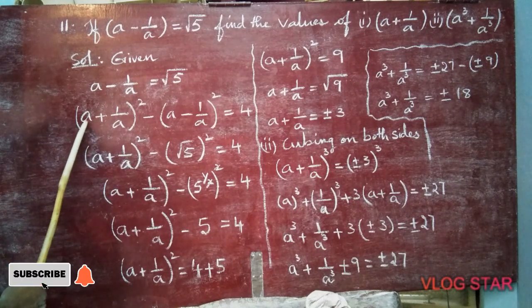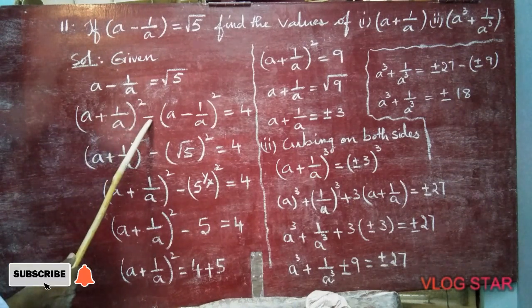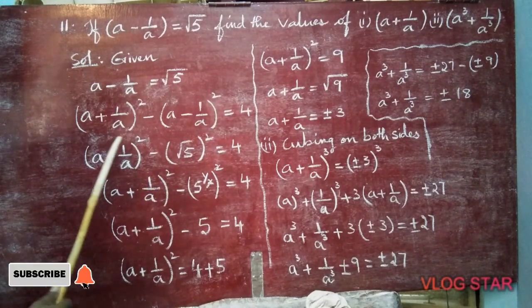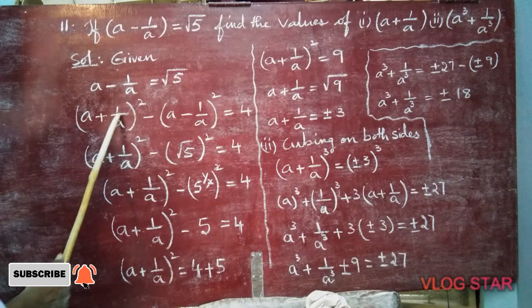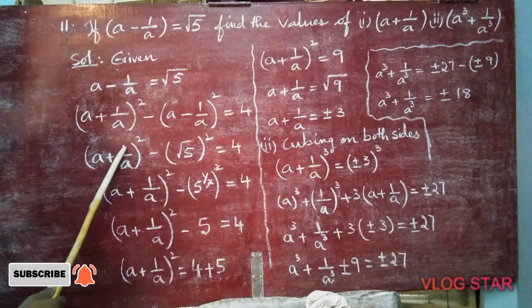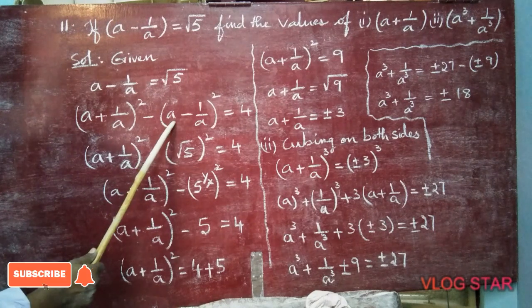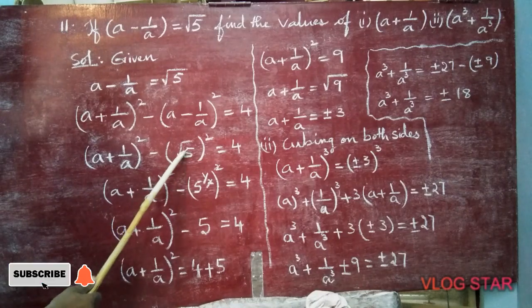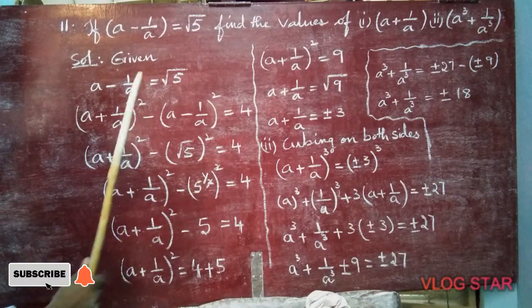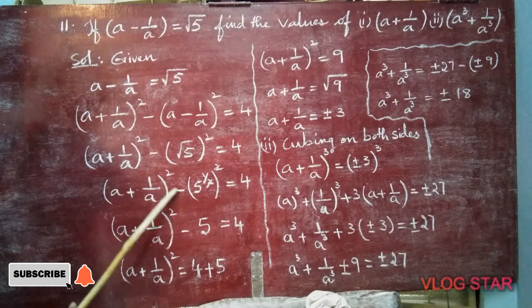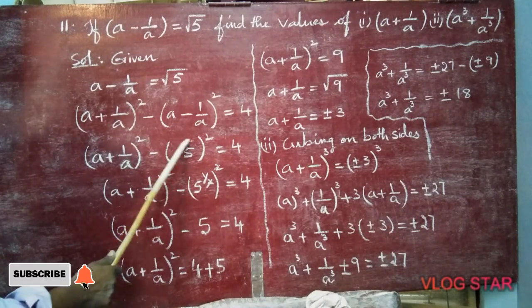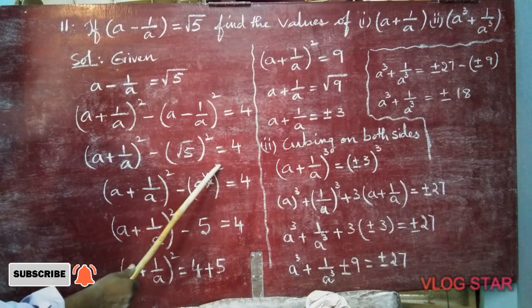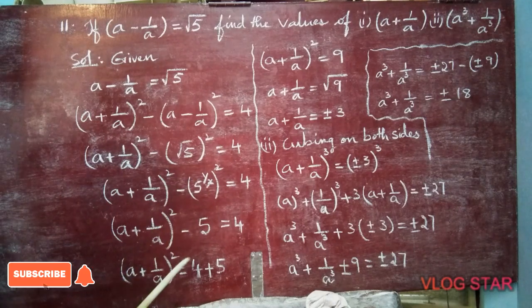We know the formula. (a plus 1 by a) whole square minus (a minus 1 by a) whole square is equal to 4. Now, we don't know the value of a plus 1 by a, so write as it is. (a plus 1 by a) whole square minus, and given a minus 1 by a as root 5. So, root 5 whole square is equal to 4. (a plus 1 by a) whole square minus, another form of writing square root is half. 5 to the power of half whole square is equal to 4.